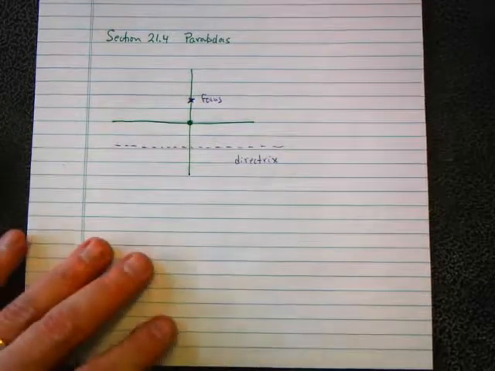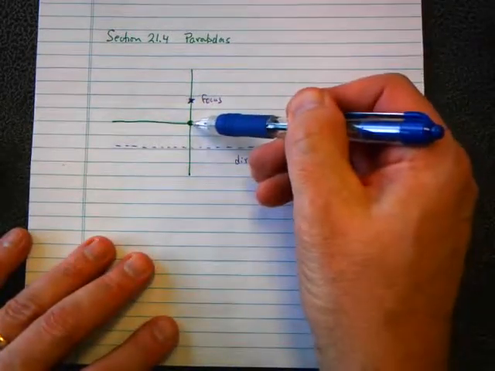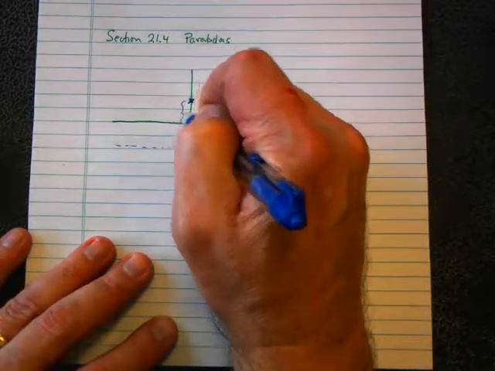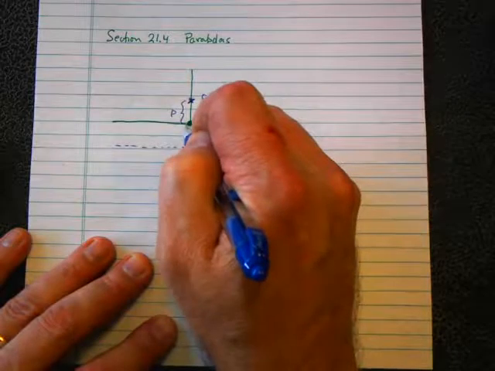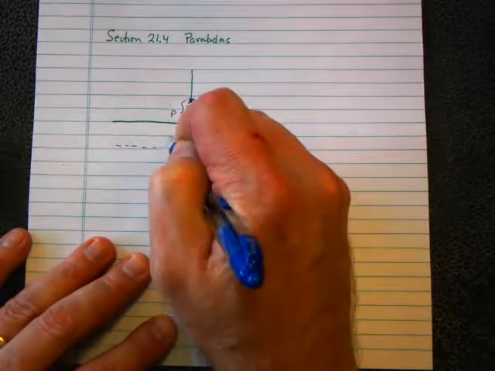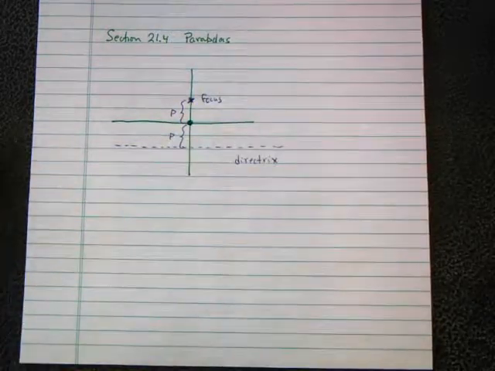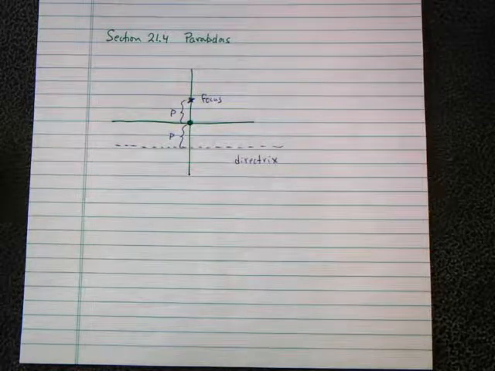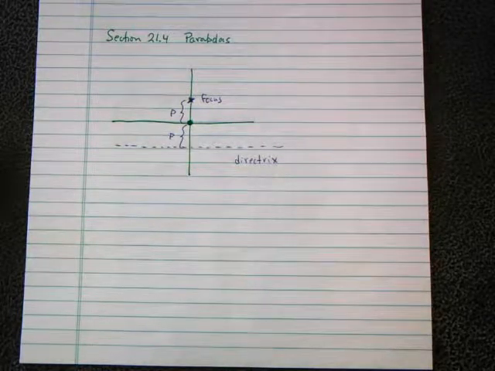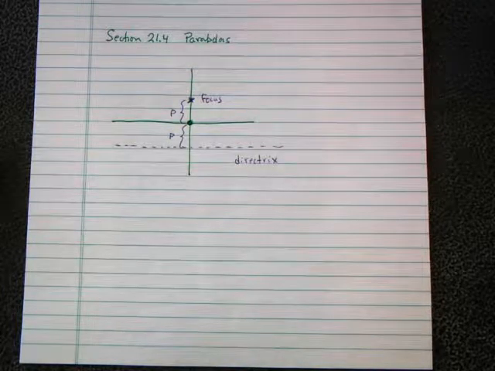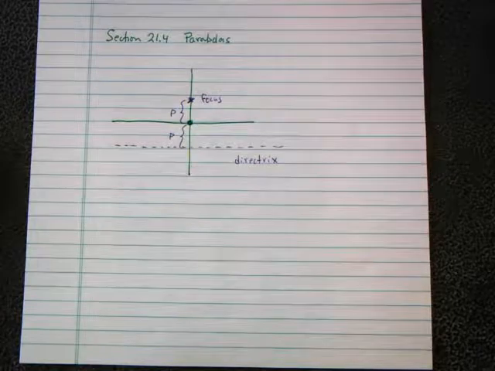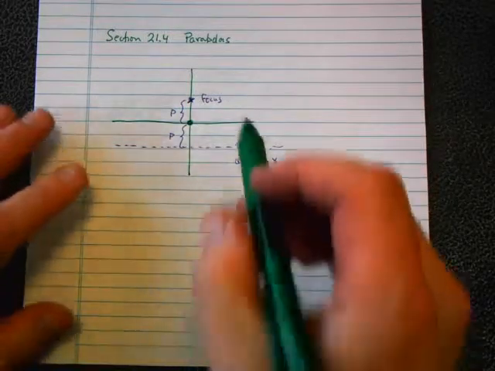The distance from the vertex to the focus, that distance is traditionally called P. And P is also the distance from the vertex to the directrix. So the vertex is kind of halfway in between the directrix and the focus. And we have a parabola that looks like this.